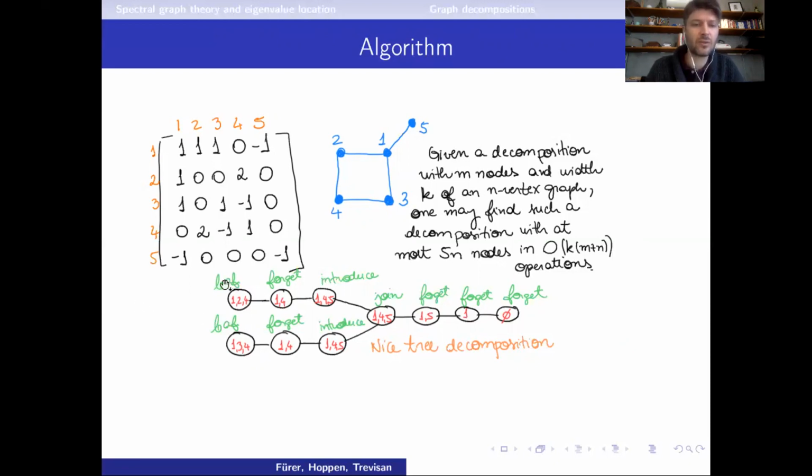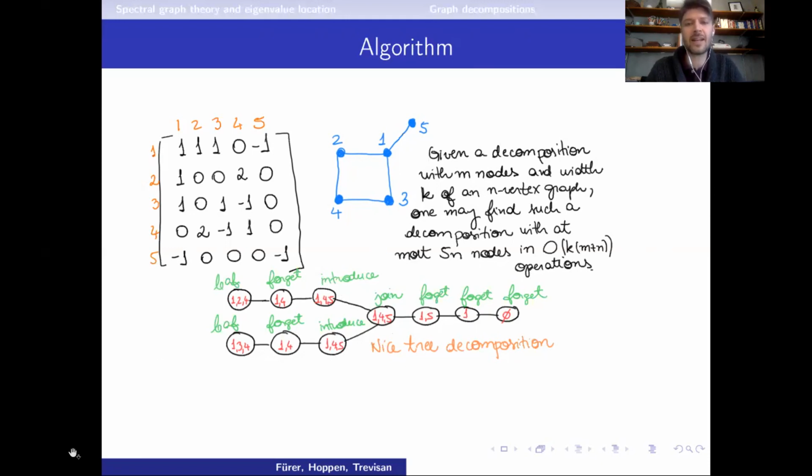Leaf nodes are the ones where you get started. So you start with some bag. When you have a forget node, it means that you have a child and you forget one of the vertices that are in the bag. So in this case, 2 is not there anymore, so 2 has been forgotten. Introduce means introduce a new vertex, and in this case, it's 5 that has been introduced. And join means that we have two bags that are the same, and then we join them into another node that has the same bag. And that's a nice tree decomposition.